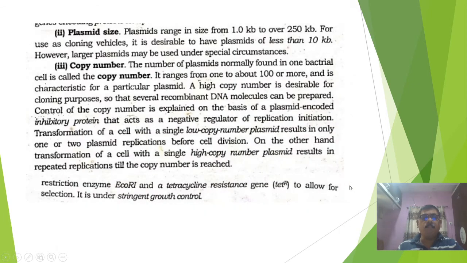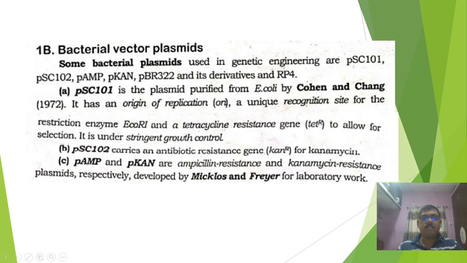And therefore this copy number ranges from 1 to 100 or more, and it is a characteristic of a particular plasmid. A high copy number is desirable for cloning purposes. On the other hand, transformation of the cell with a single high copy number plasmid results in repeated replication till the copy number is raised. So that is another characteristic of the plasmid.